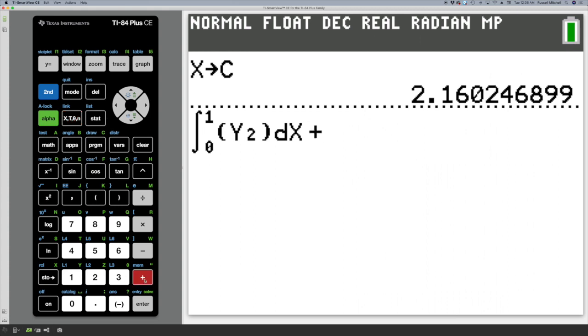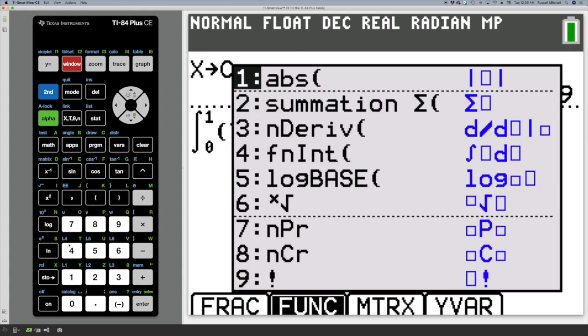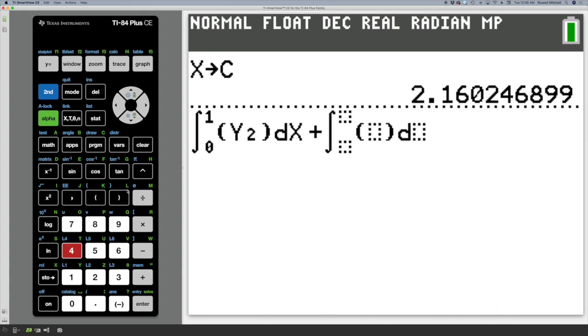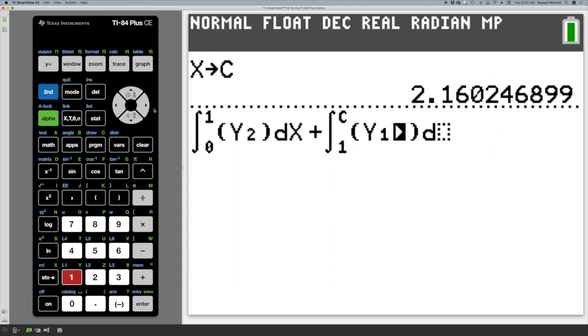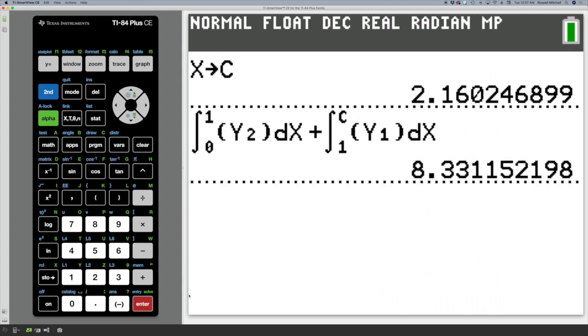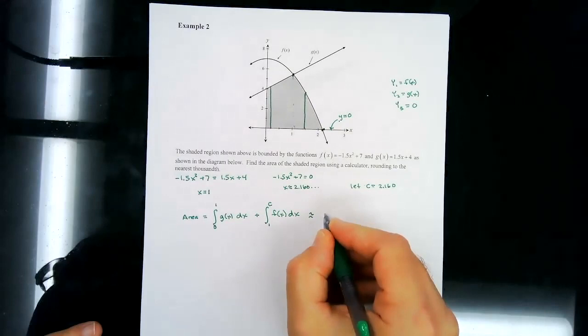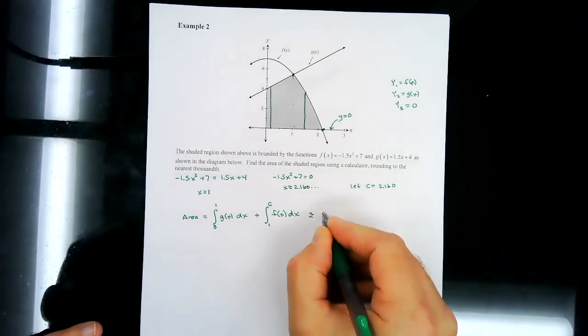So plus, and then again, alpha window, number 4, function integrate, and we're going to go from 1 to that stored value, which was alpha c. And this one was f of x, and we stored f of x as y1. So alpha trace y1, and then dx. And this will give us the area of that region. So 8.331 is the area of that region. And so from our graphing calculator, we get 8.331.